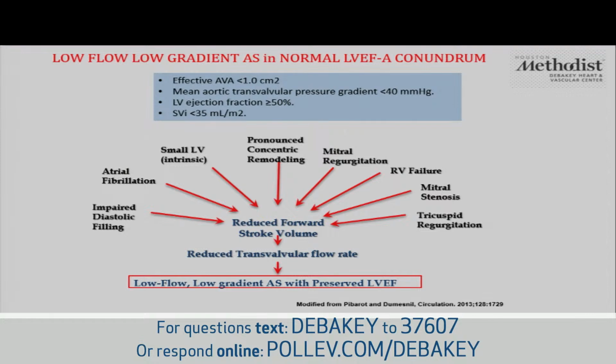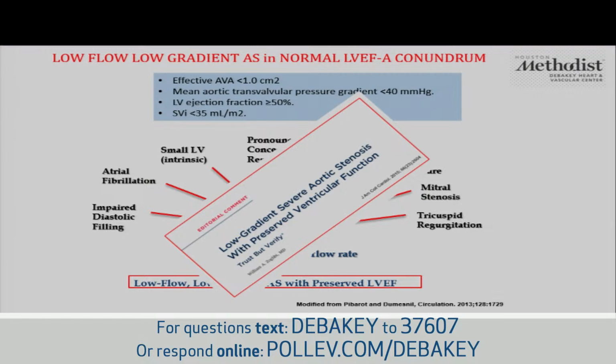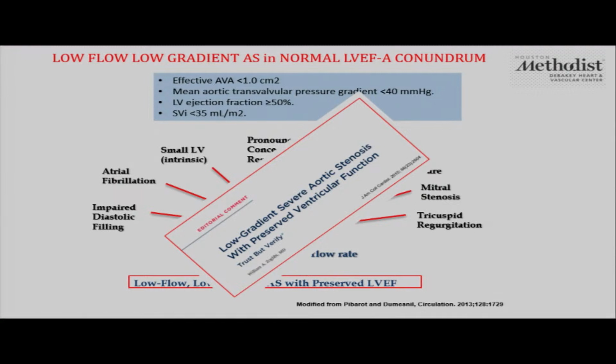It could be severe MR, where the flow is actually going in the opposite direction. It could be an intrinsically small LV, so the stroke volume is low. Or it could be AFib, it could be RV failure. No matter what the reason, you need to look at the big picture, right? And I think this is really an amazing editorial, which has some valuable insights on this topic by Dr. Zogby, and I think it's an amazing read. The bottom line is trust, but verify.